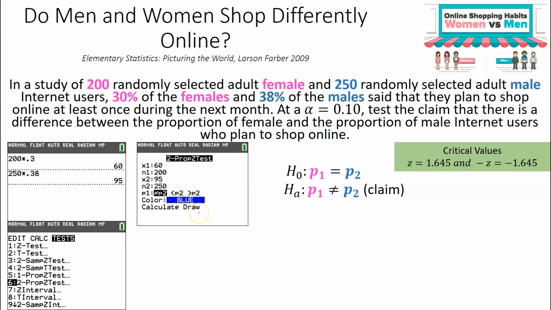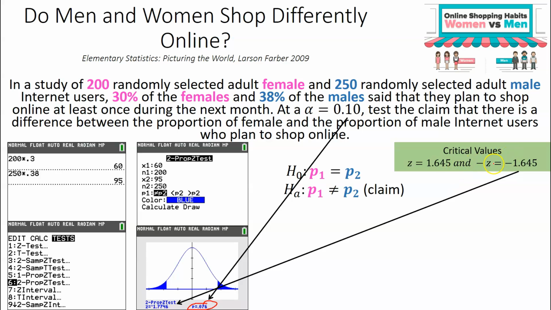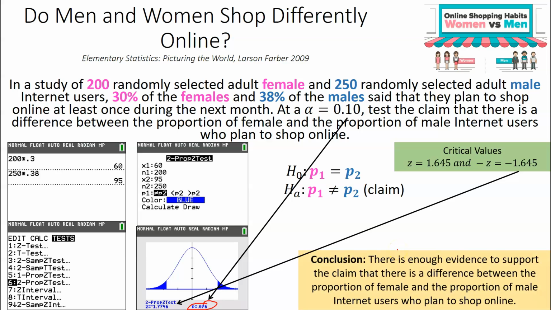And so we're going to go ahead and get that one, and we've got a p-value of 0.076, which is less than 0.1. Now, again, if you wanted to use the traditional method, there's our critical value, and there's our test statistic, and you'd end up with the same number. It's beyond it, so it's in the rejection region. So in this case, there is enough evidence to reject the null, so to support the claim that there is a difference between the proportion of female and the proportion of male internet users who plan to shop online.